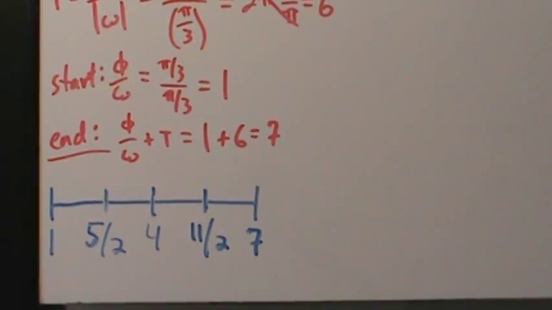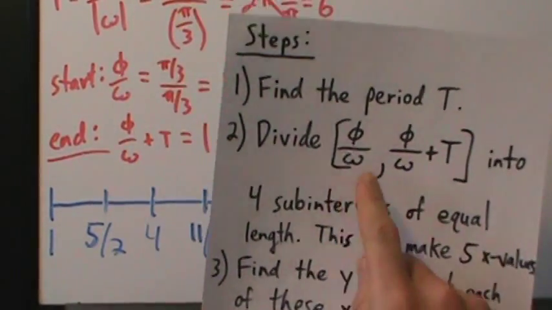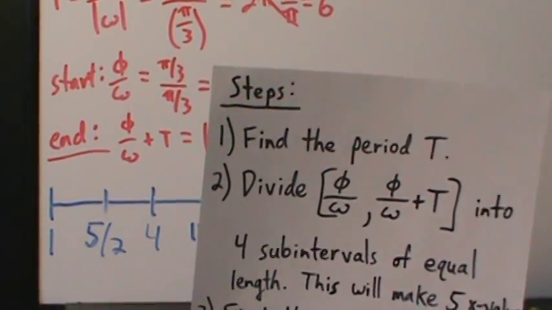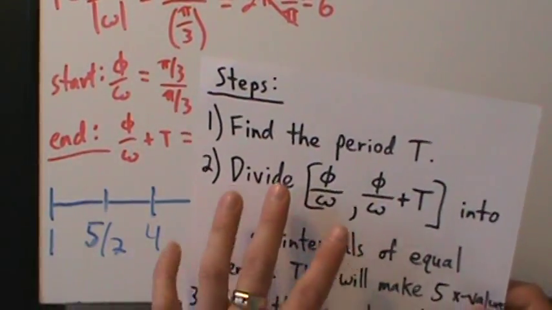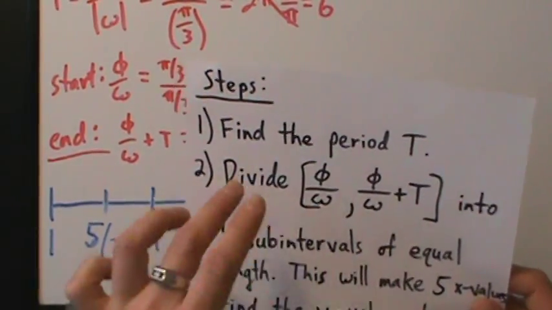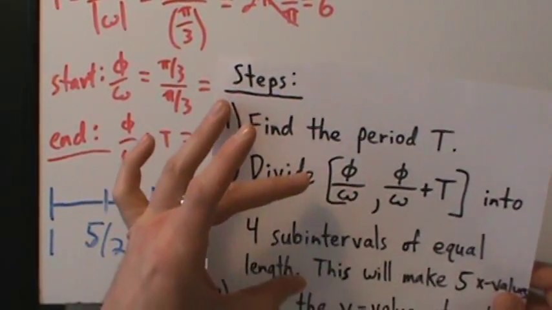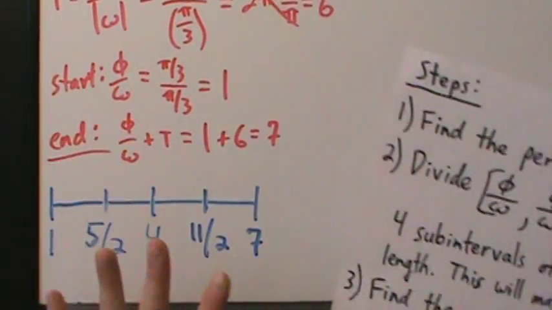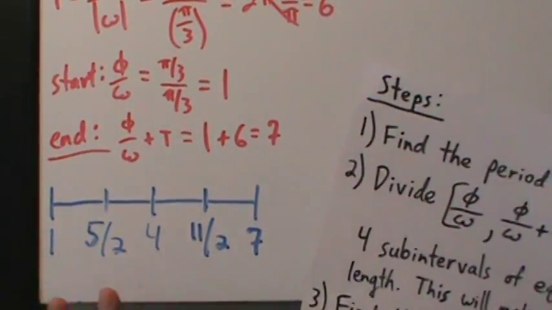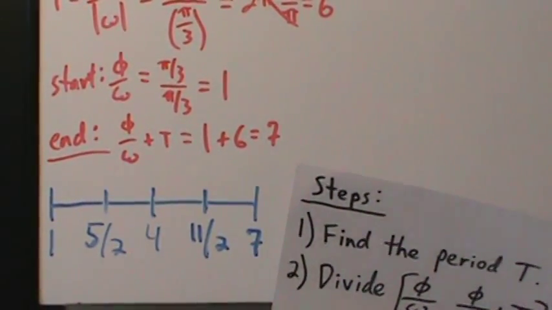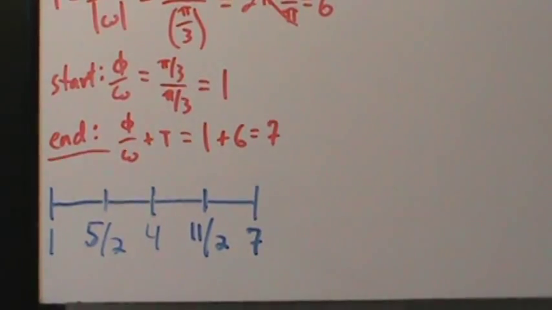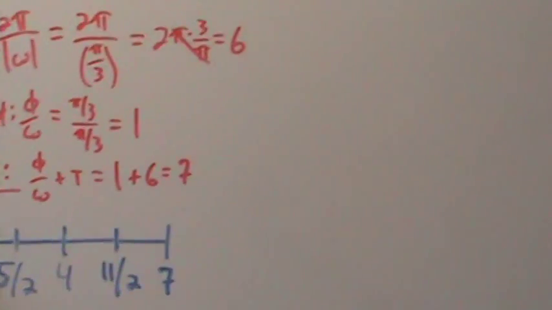So again, what we did is first we found the period, and then we got the phase shift for step 2. Then we went from phase shift to phase shift plus period to get one complete cycle. So we took an interval whose length is equal to the period, one complete cycle of the graph, and we got 5 x values on that cycle. Now we're going to get the corresponding y values so that we get 5 points on the graph in one complete cycle. So now we want to find the y value at each of these x values.